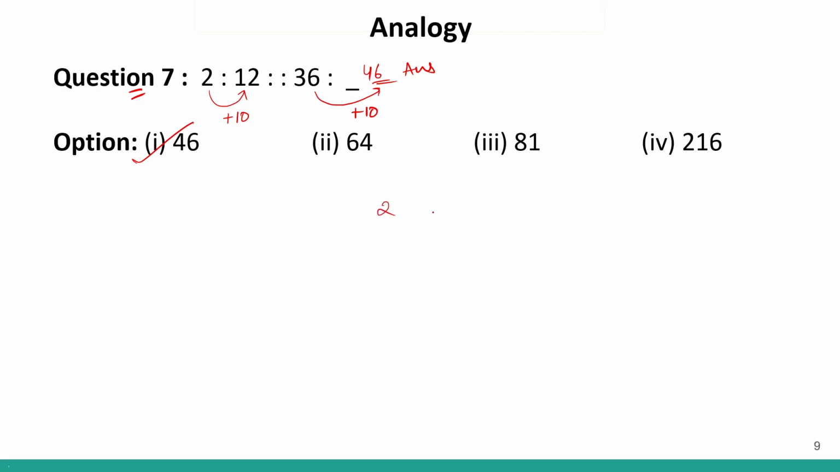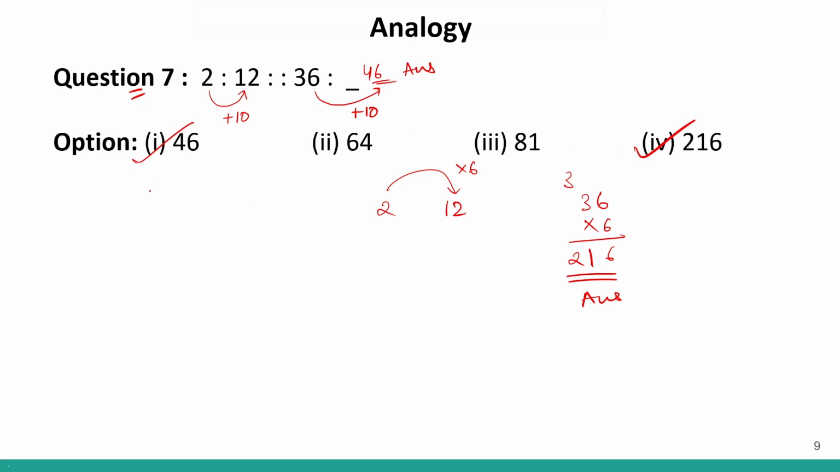Another logic, 2 and 12 is basically into 6. Correct? So if I do 36 into 6, 6 into 6, 36. This will be 6 3s are 18 plus 3, 19, 20 and 21. I will get 216. So this can also be my answer. Option number 1 can also be my answer based on one logic, and option number 4 can also be my answer based on another logic. So based on two logics, I can get two different answers.